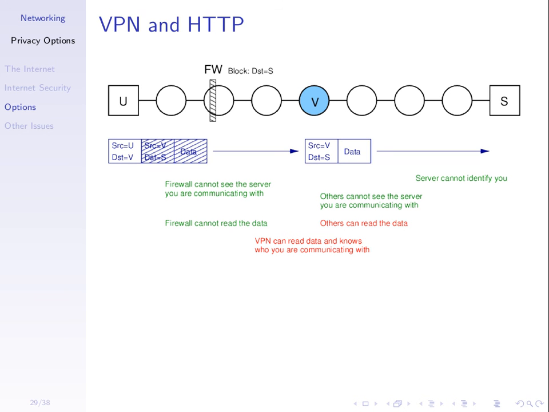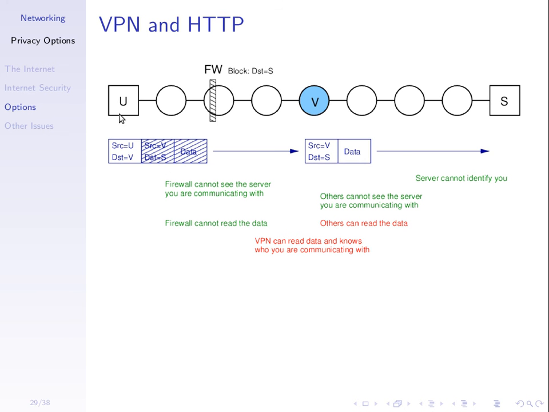Let's look at the security implications of using VPN. So similar to the diagram I drew, but more general, we have you. You contact the VPN server, V, and then that sends the data onto the real server, S. Now the technology we use to talk between you and the VPN server, there's different options, but I generalize here. We're still using HTTP.